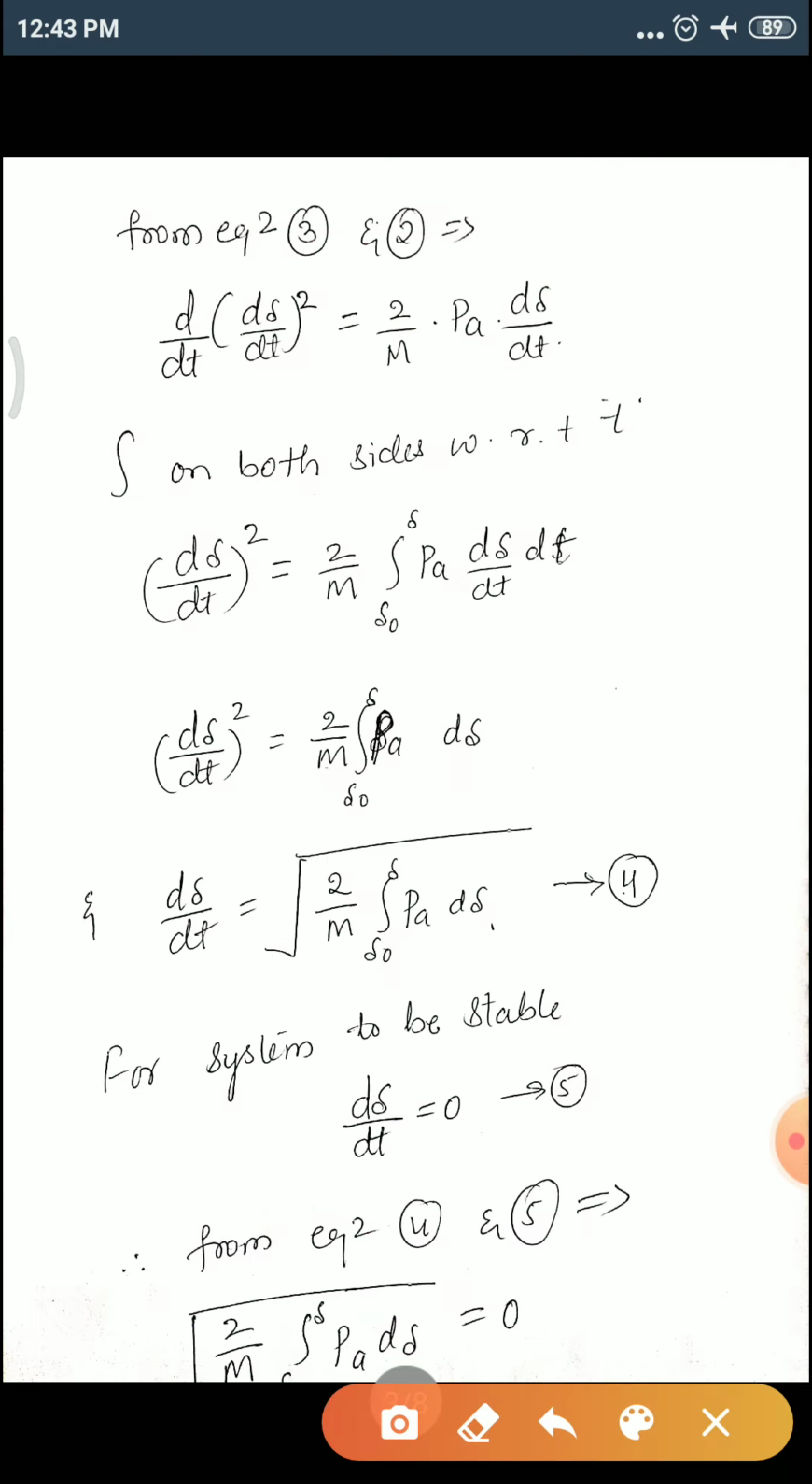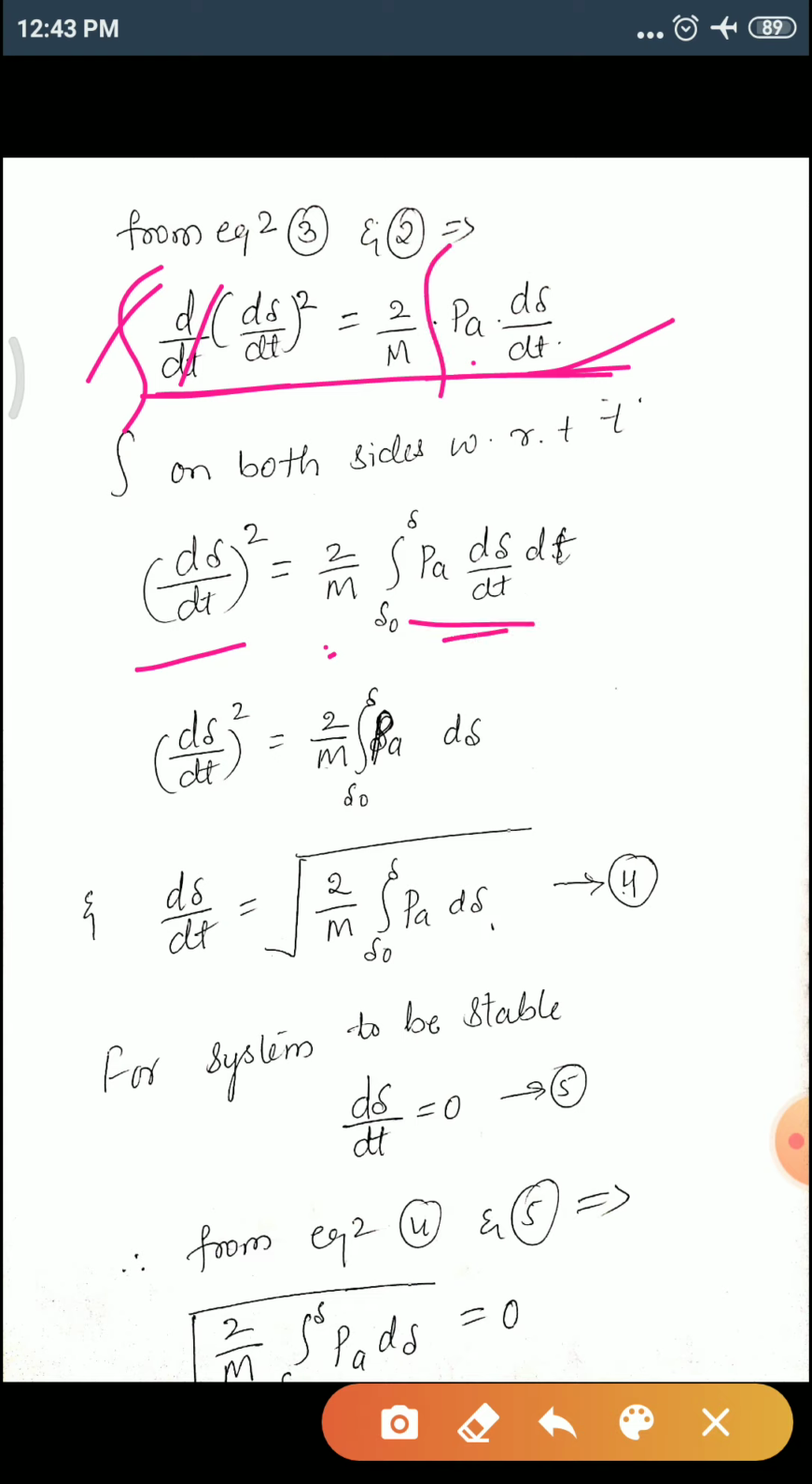Substituting this in the equation, we get the differentiation of d delta by dt whole square equal to 2 by m Pa d delta by dt, with the right hand side as it is. Now we integrate on both sides with respect to t. The integration cancels the differentiation on the left, so d delta by dt whole square equals 2 by m, a constant, times the integration of Pa d delta by dt into dt, where dt cancels.